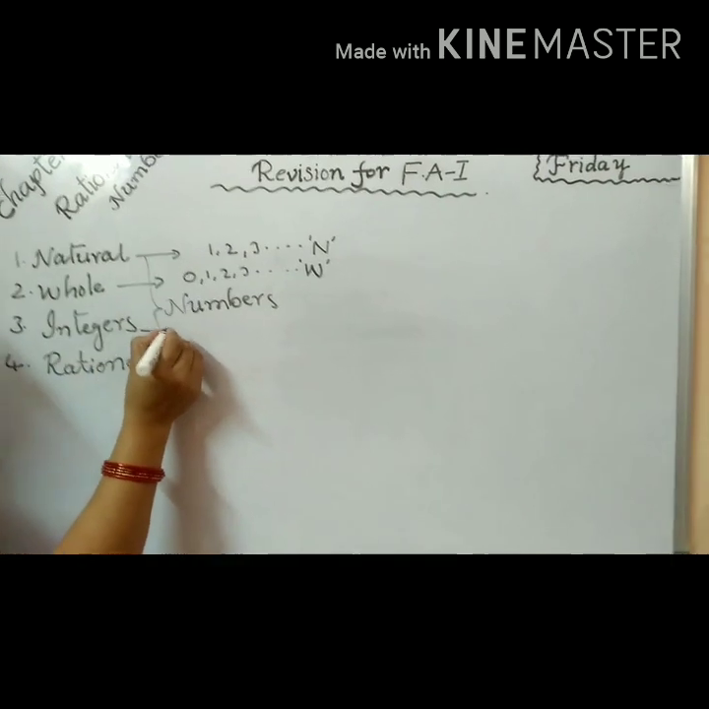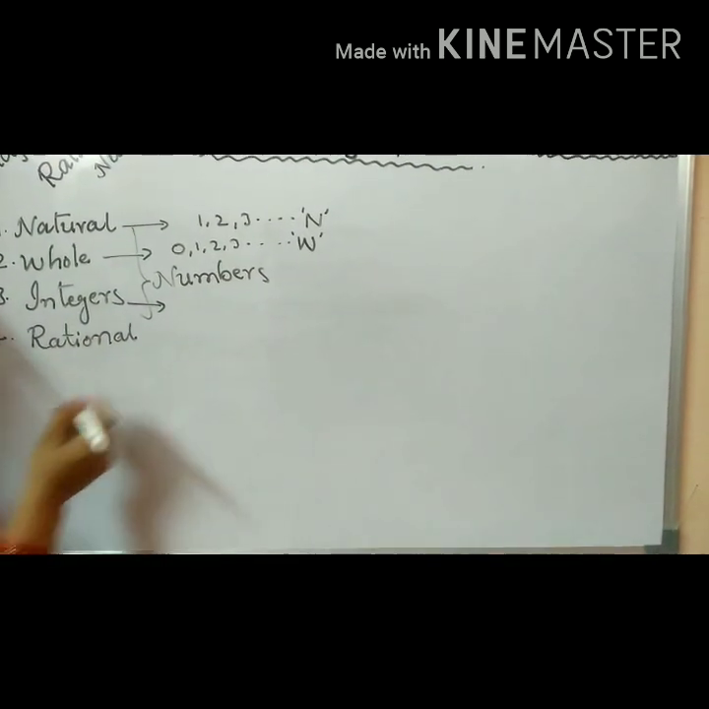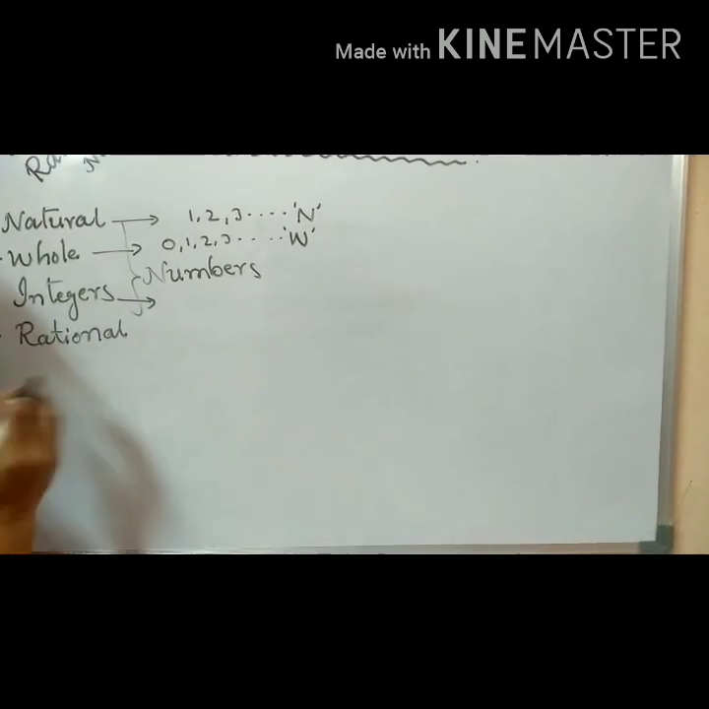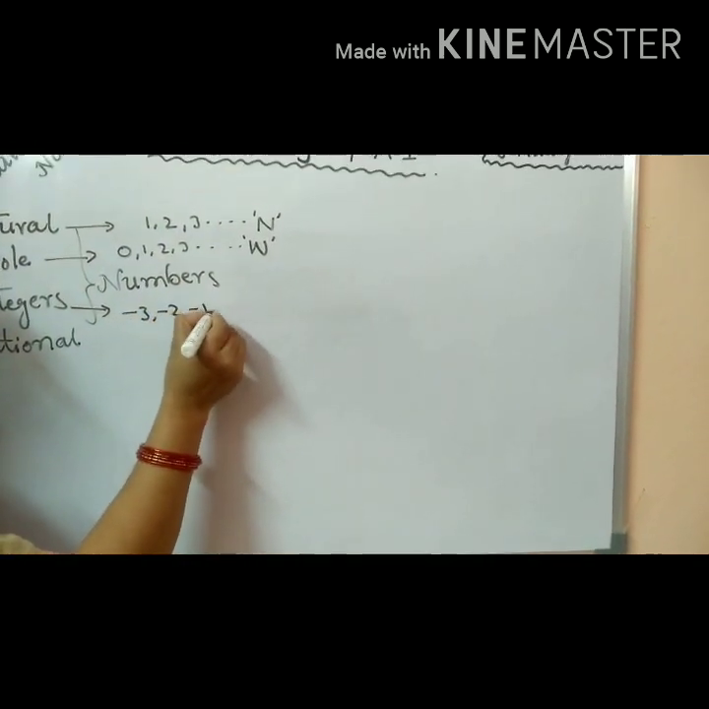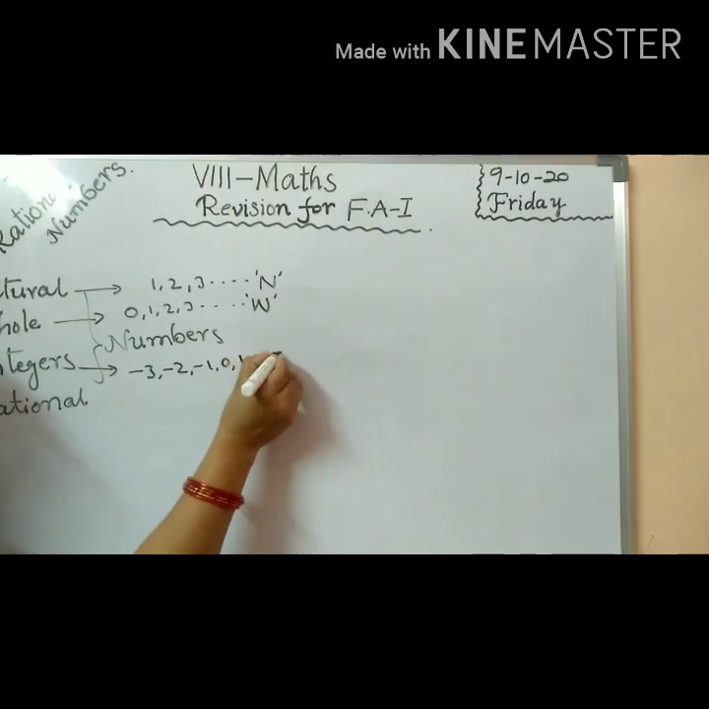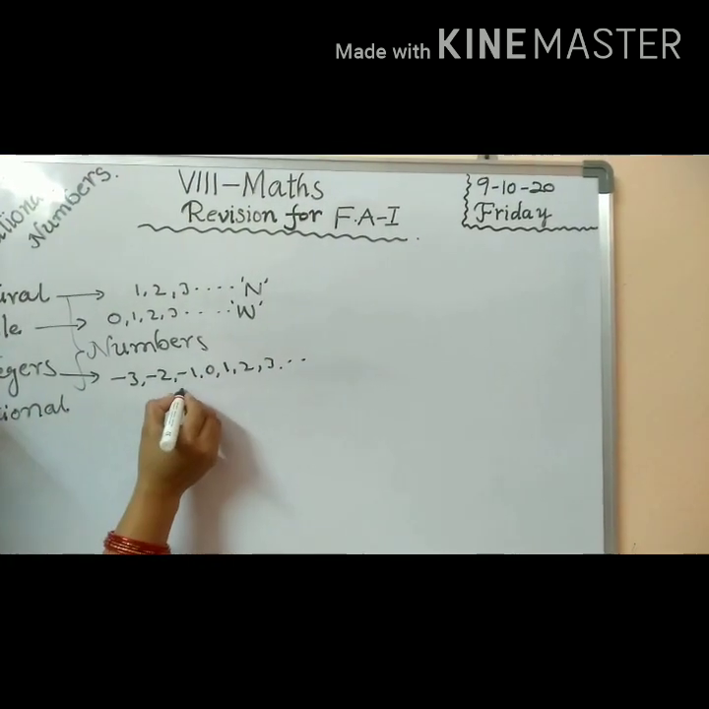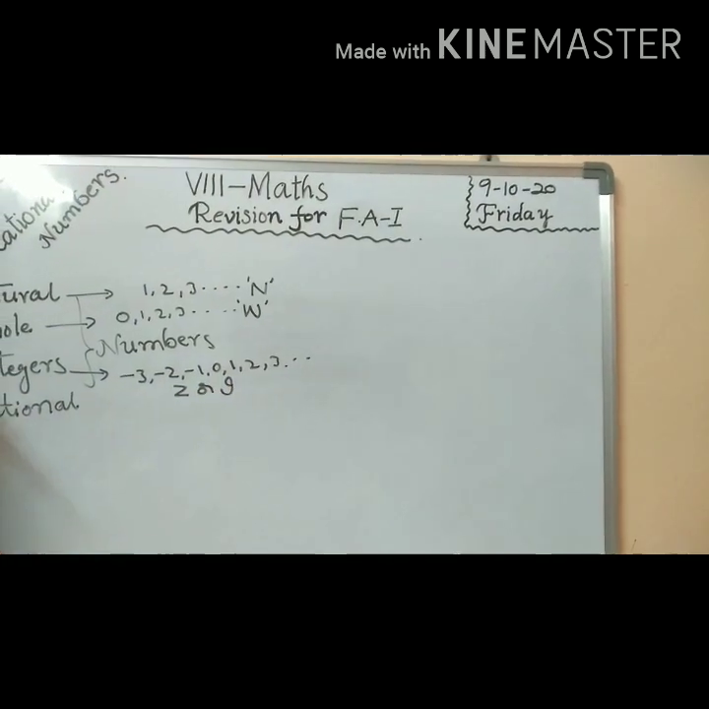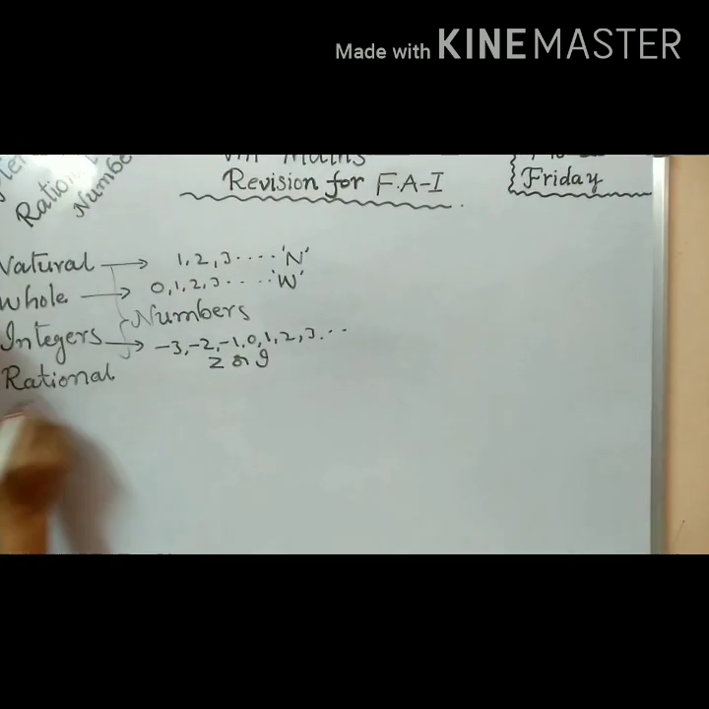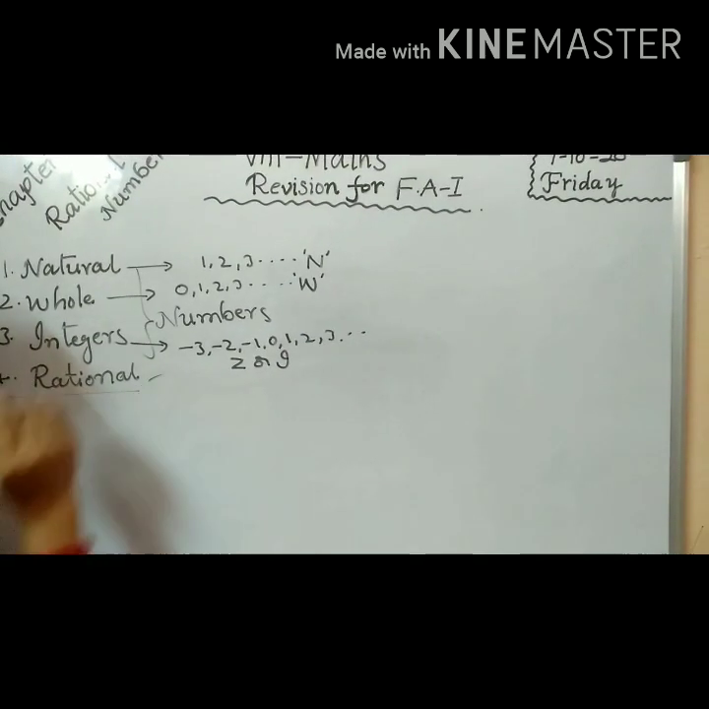And the next topic is integers. Integers include both negative and positive numbers. For example, -3, -2, -1, 0, 1, 2, 3 and so on. They are denoted by capital Z or I. Okay. Next, today's topic is rational numbers.